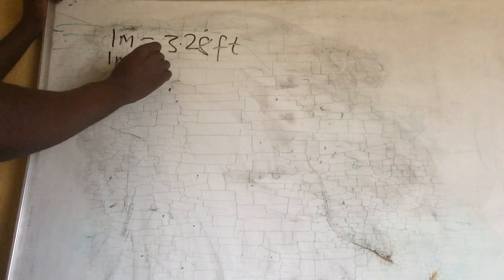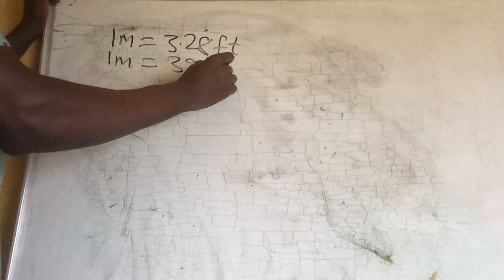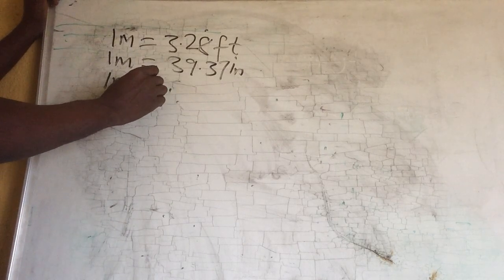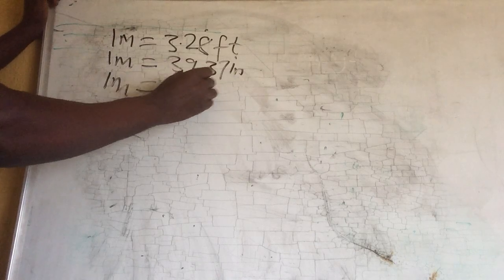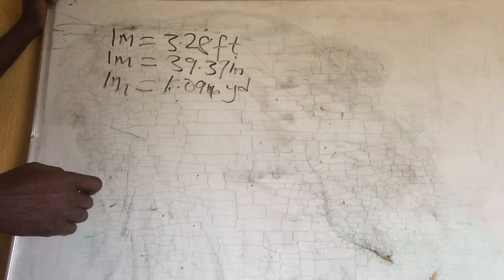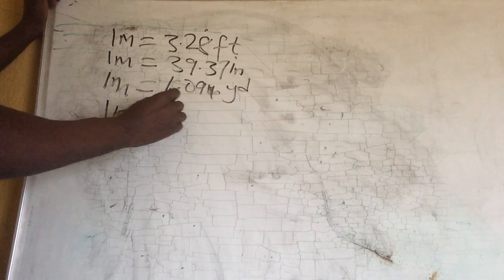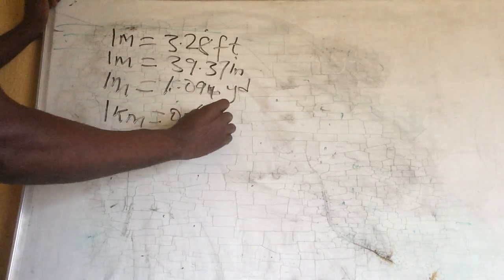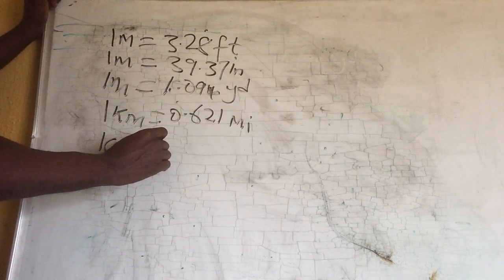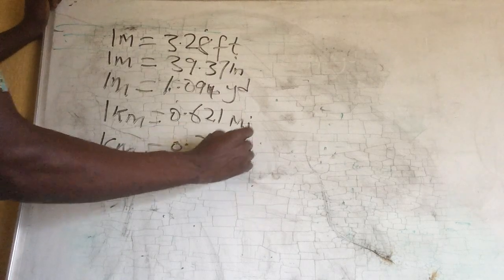Then 1 meter again is equal to 39.37 inches. Then 1 meter again is also equal to 1.094 yards. Then 1 kilometer is equal to 0.621 miles. Then 1 cm is equal to 0.3937 inches.